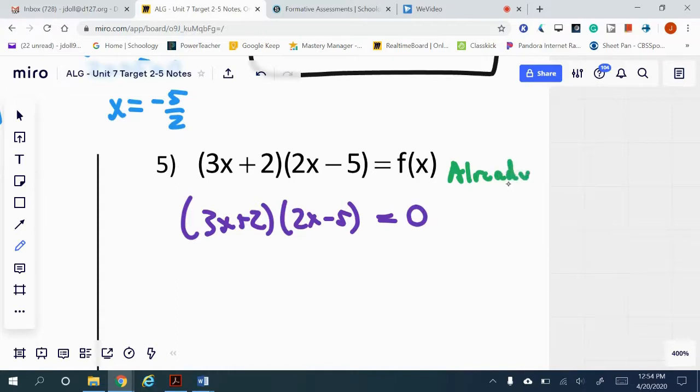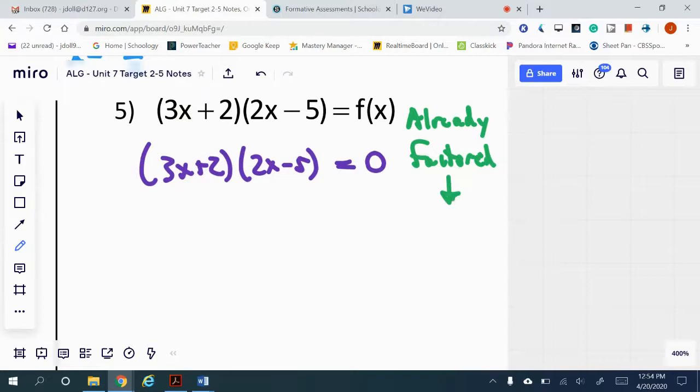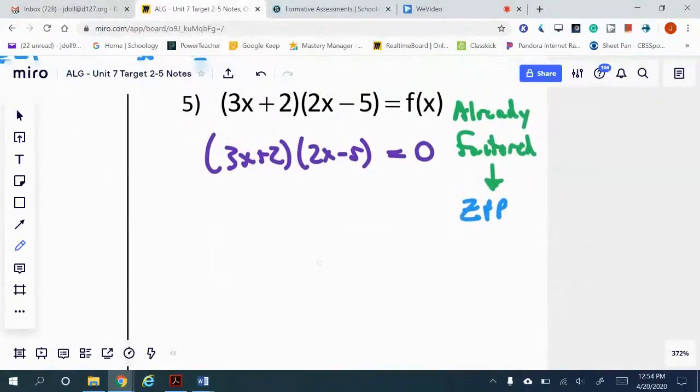And I'll tell you, the biggest temptation in a problem like this, guys, is to distribute. But remember, if we want a factored form, if we want Optimus Prime to be a robot, don't turn him into a truck. If he's already a robot and we want him to be a robot, just leave it be. This is already factored. So we can go straight to the zero product property in this example here. And again, I'll finish this in the notes. You can see the answer key.